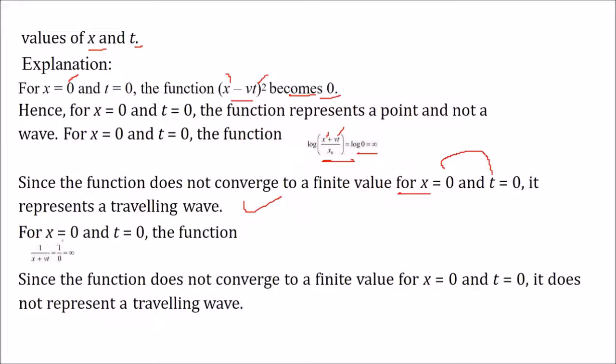For this one, x equal to 0 and t equal to 0, again it is 1 by 0, that is infinity. Since this function does not converge to a finite value for x equal to 0, t equal to 0, it does not represent a traveling wave. I hope you got the idea.